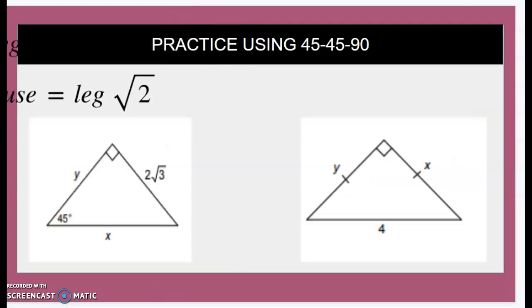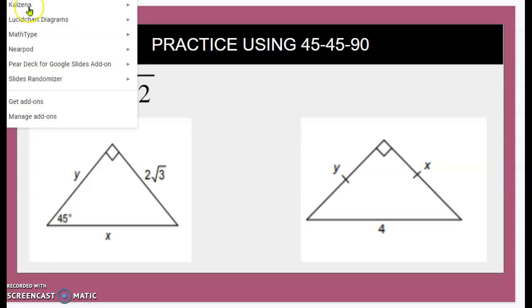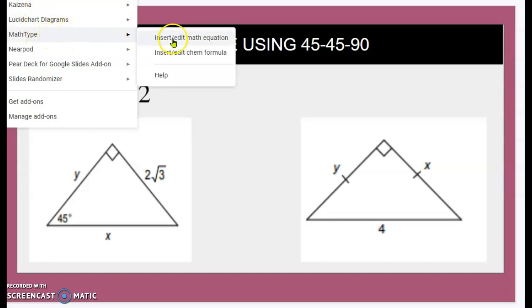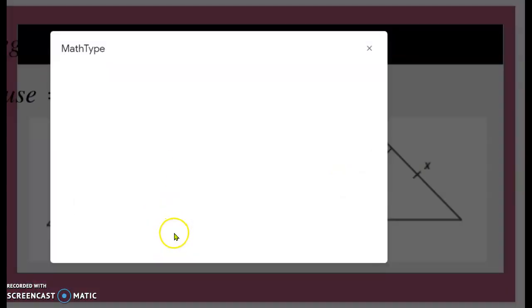Okay, the third type of problem that we'll go over, sometimes the leg looks a little bit different. In this case, the leg is 2 square roots of 3. So instead of being a whole number, it has a radical there. But don't let that scare you, because we're going to use the exact same thing. The hypotenuse is equal to the leg times the square root of 2.